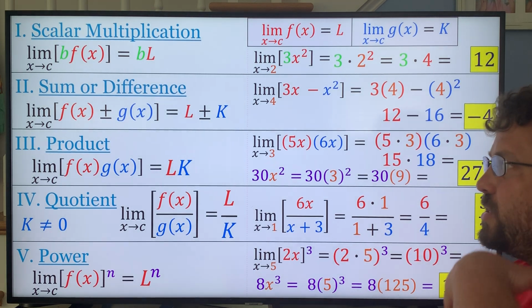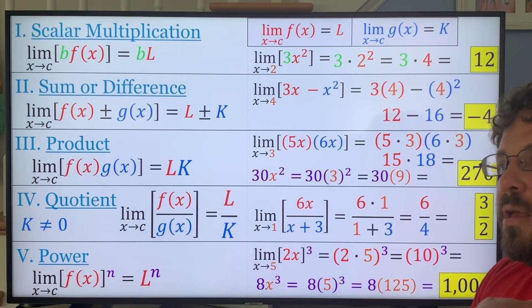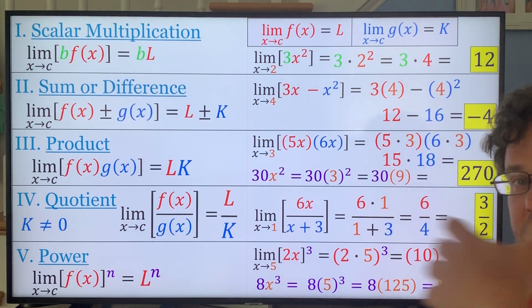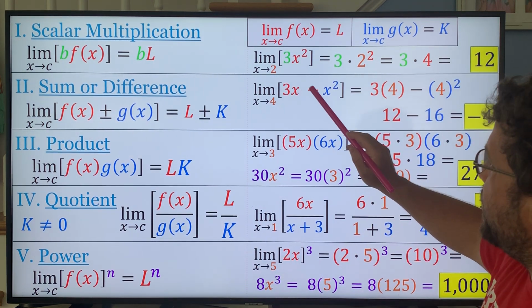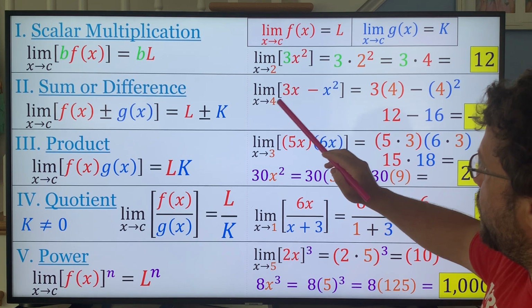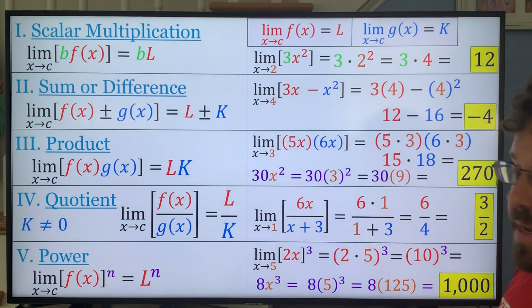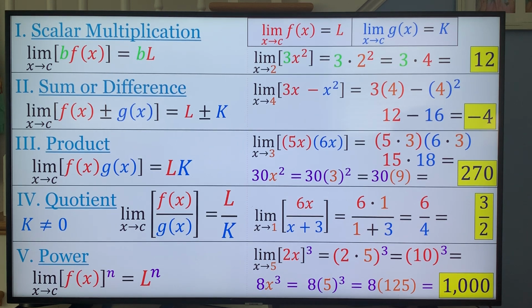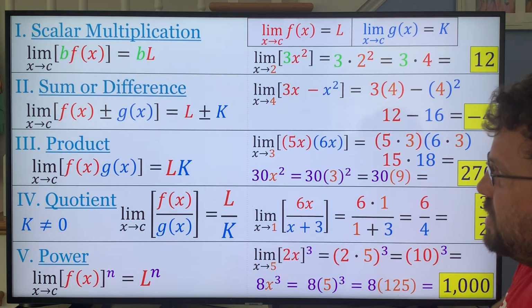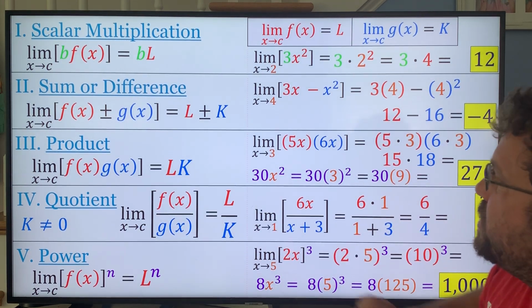I pulled this right out of one of our lessons. Sum and difference: when you have more than one limit you're dealing with, you would just add them or subtract them based on what sign it is. So 3x squared minus x squared, you're going to plug the 4 in for both of them. And you solve it like an algebra equation. 4 squared, 12 minus 16, negative 4. Wow, it's easy.